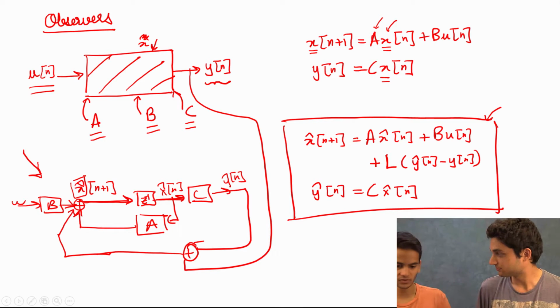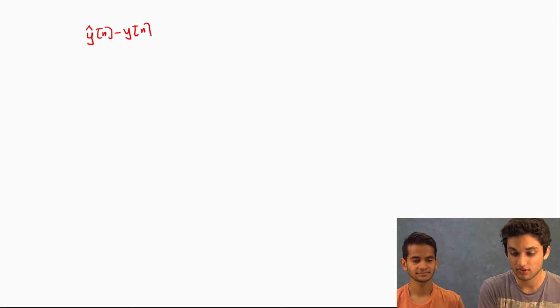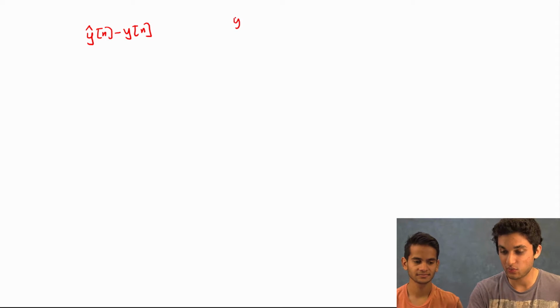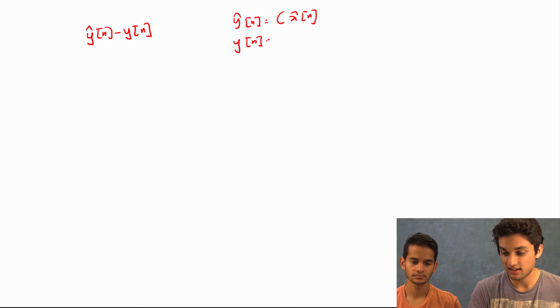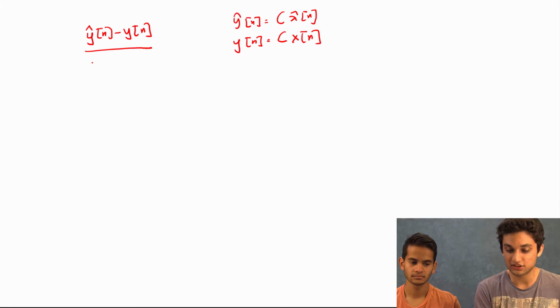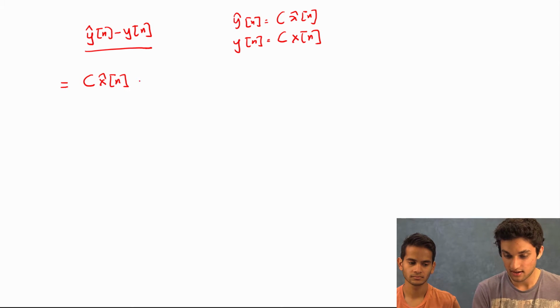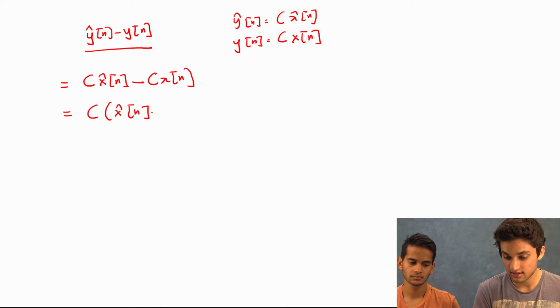Sound good? Great. Okay, so why are we looking at y hat of n minus y of n? Well, by the model, we know that y hat of n is equal to C x hat of n, and y of n is equal to C x of n. So y hat of n minus y of n is equal to C x hat of n minus C x of n, which is equal to C times (x hat of n minus x of n).